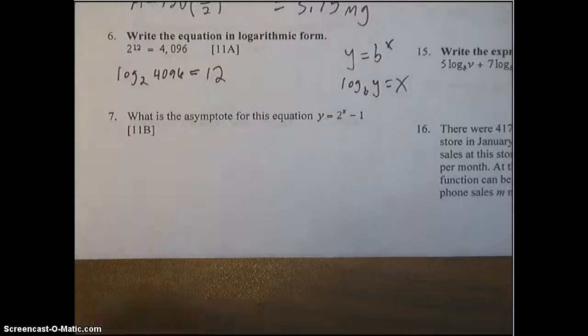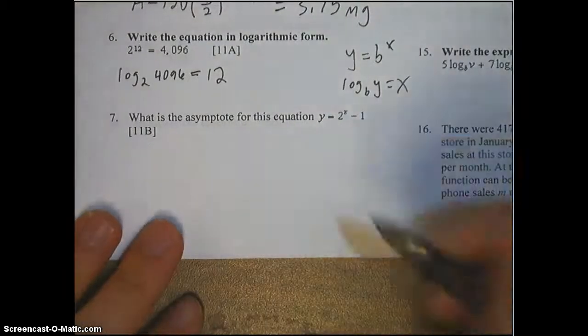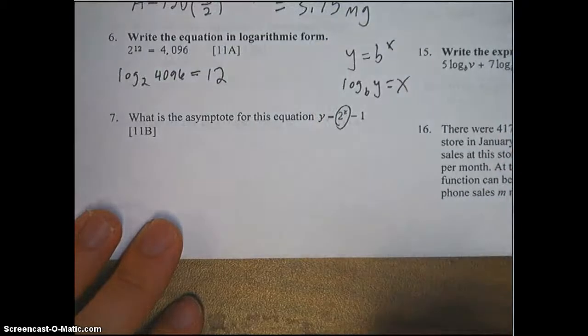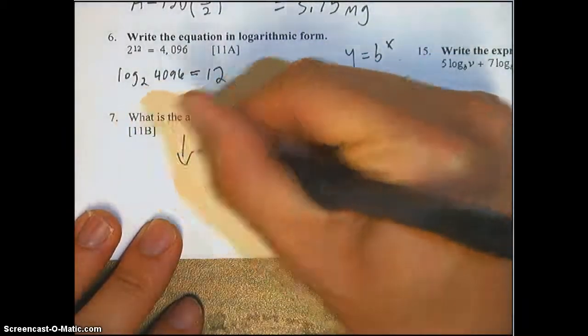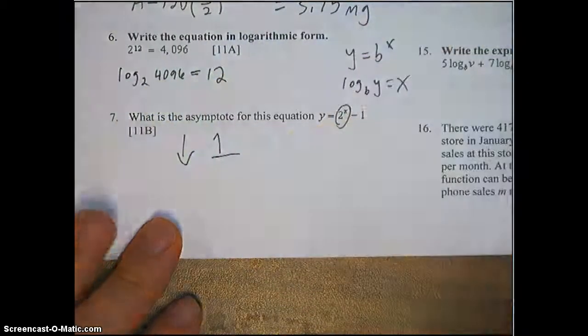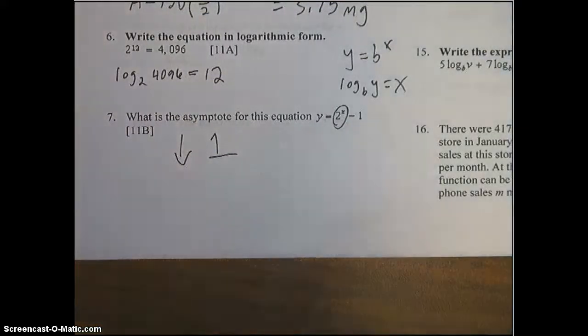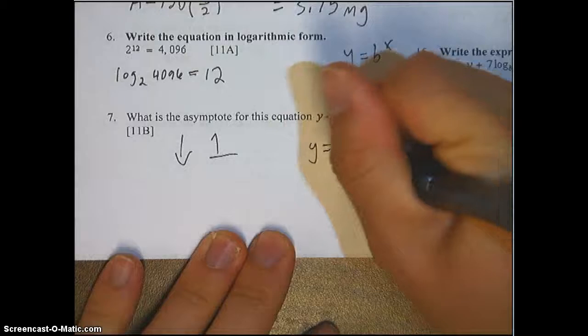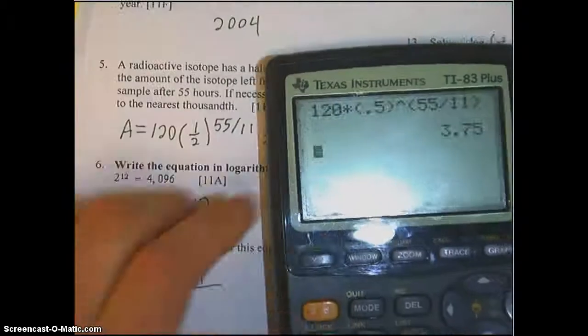Okay, number 7 here. What is the asymptote for the equation y equals 2 to the power of x minus 1? I would start with the transformation. This is the parent function right here, and it's been transformed down 1. Now the asymptote for the parent function is y equals 0. And you can type that in the calculator and graph it. Let's go ahead and do that real quick, just so you can see what I'm talking about here.